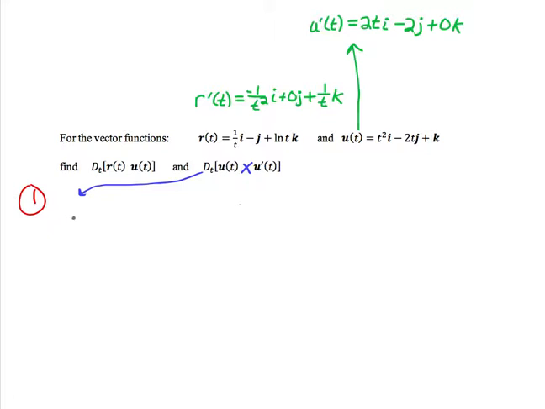Now the cross product can be a little bit intimidating at the beginning, but you'll get really good at it if you practice. And it's very, very useful. So that's the other way to multiply vectors. It's the product where the product becomes another vector. Okay, so we're going to do u cross u prime. But remember, we're going to use the product rule first here.